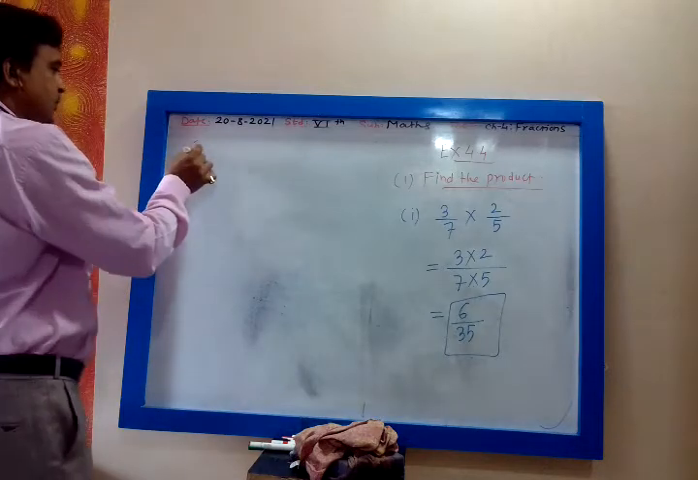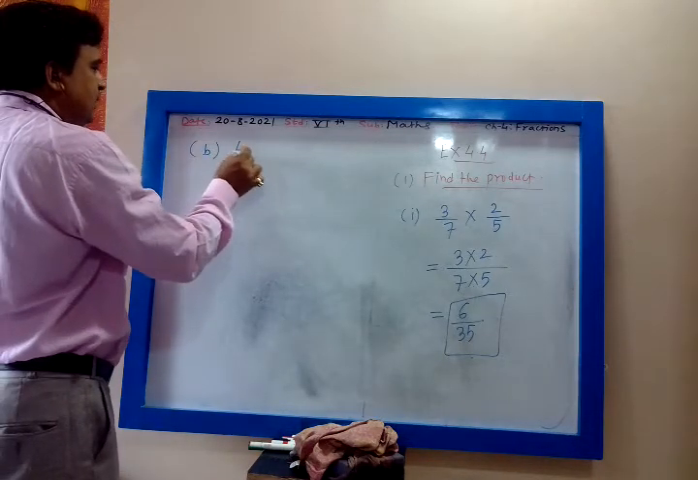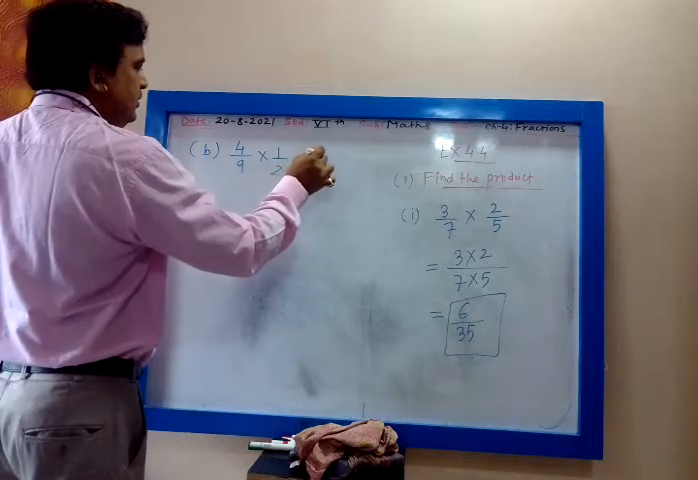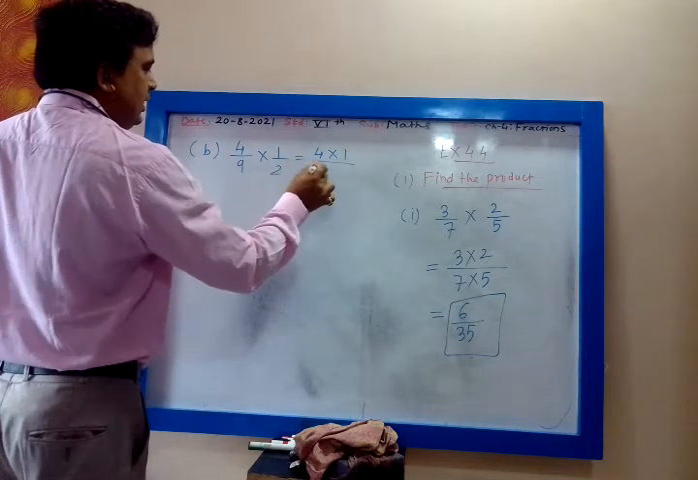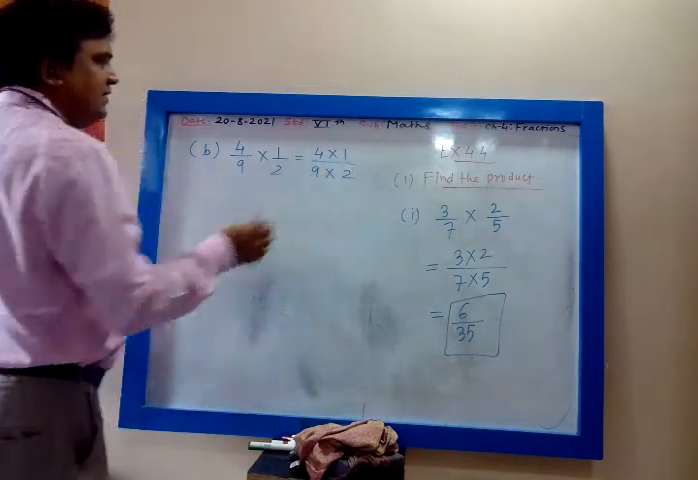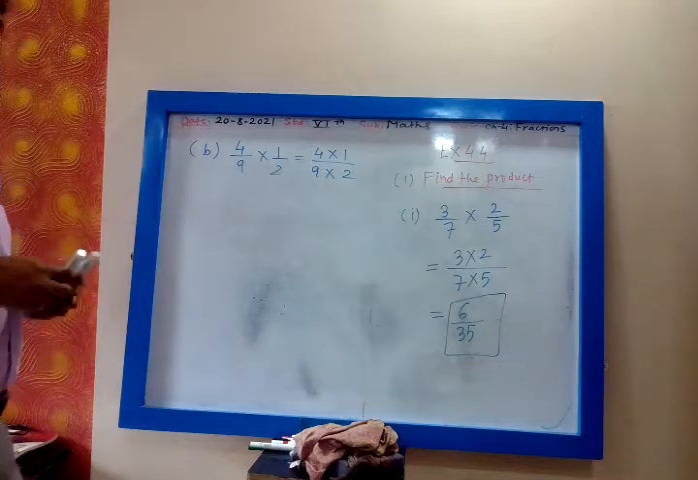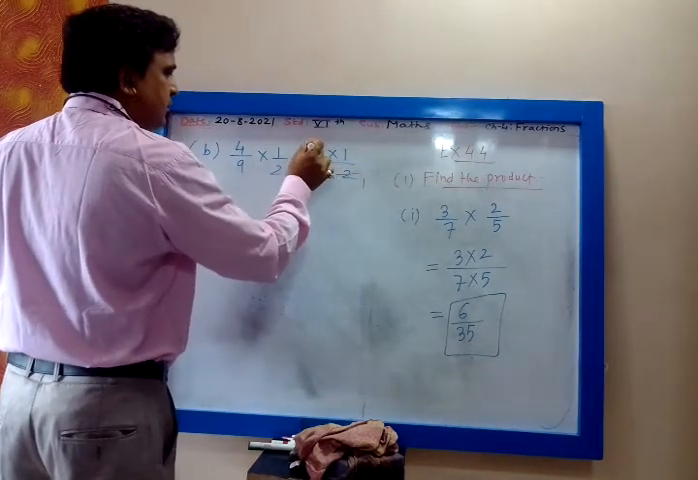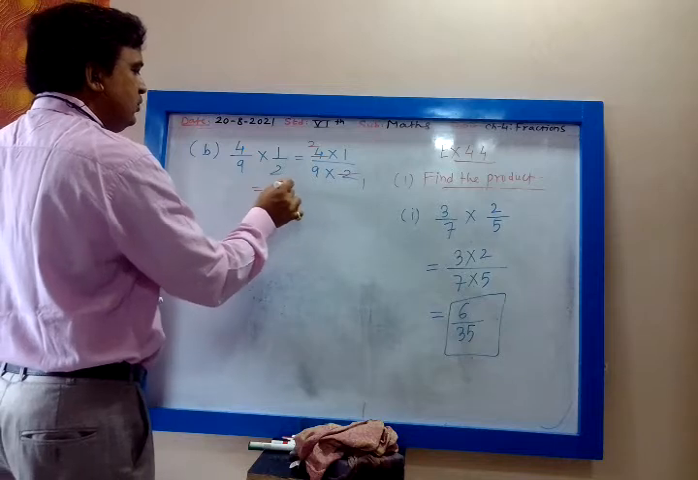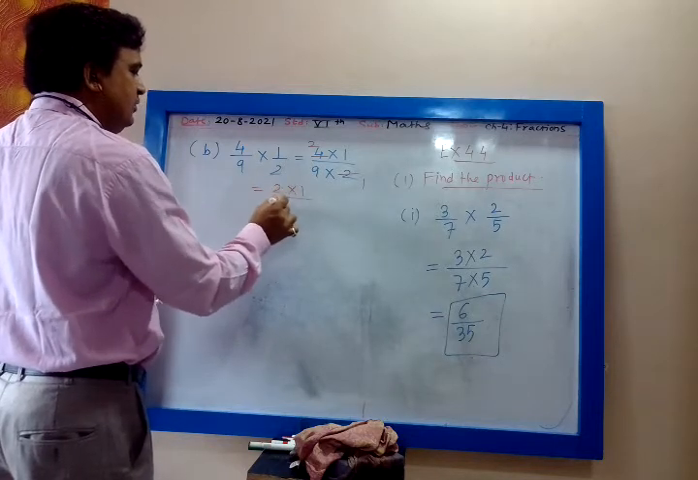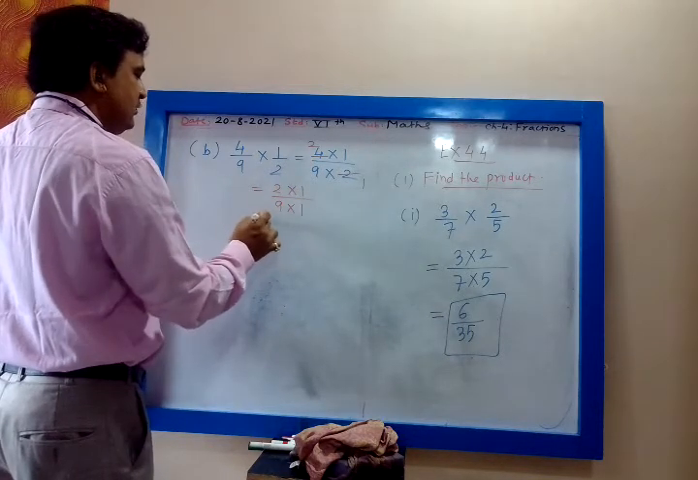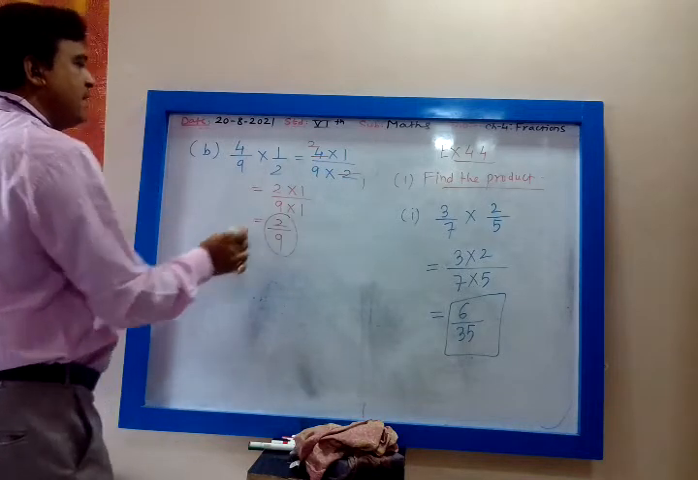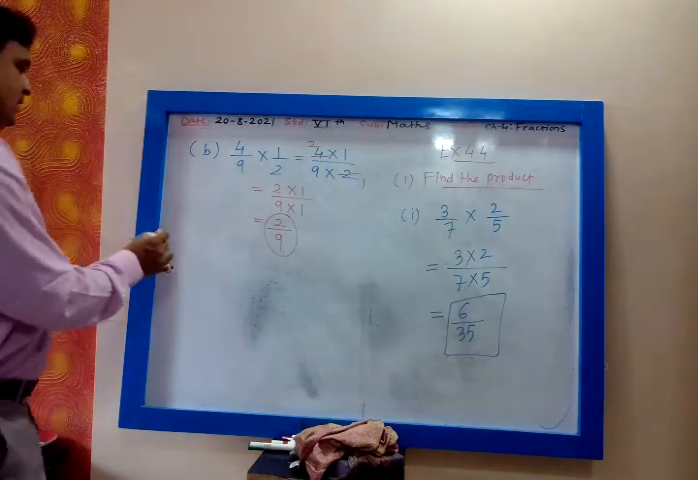Okay, B. 4 by 9 into 1 by 2. Let us multiply numerator to numerator. 4 into 1 upon 9 into 2. Now, is there any term cancelling from numerator and denominator? Yes. 2 ones are 2, 2 twos are 4. So, answer is 2 into 1 upon 9 into 1. 2 into 1 is 2, 9 into 1 is 9. So, answer is 2 by 9.